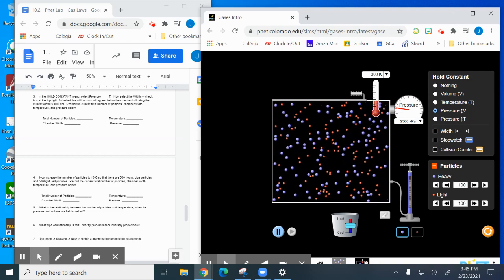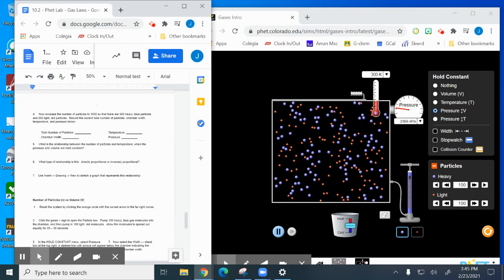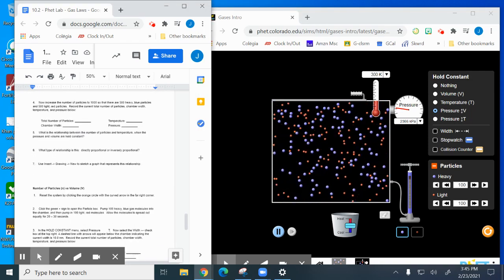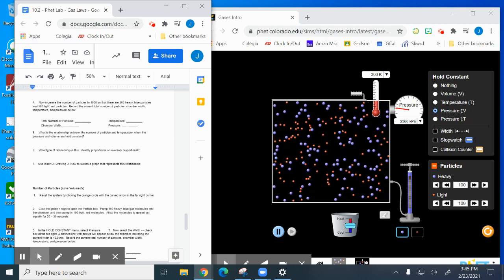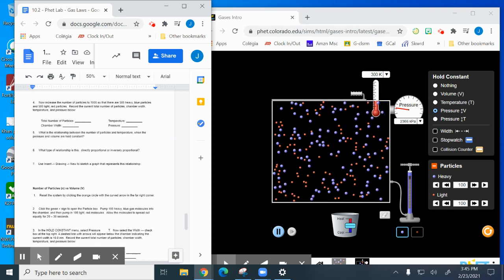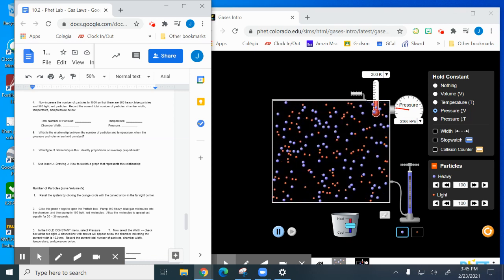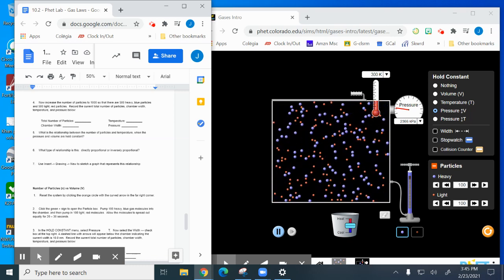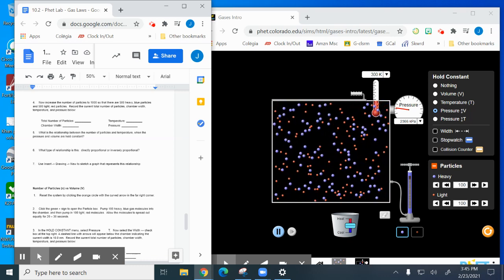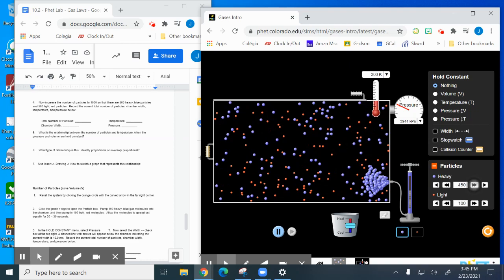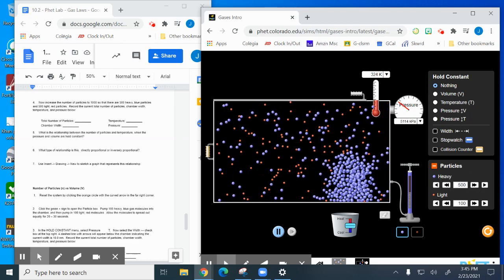And now what are we going to do? Increase the number of particles to 1,000. So there are 500 heavy blue particles and 500 light red ones. And it's going to keep the temperature and the pressure the same. What do you think is going to happen to the temperature, for instance?